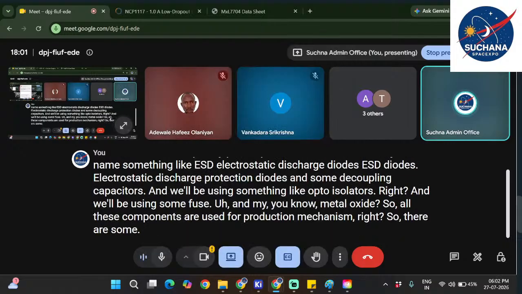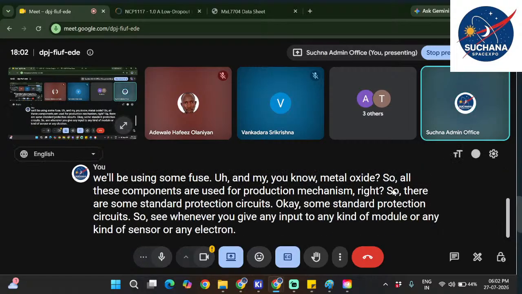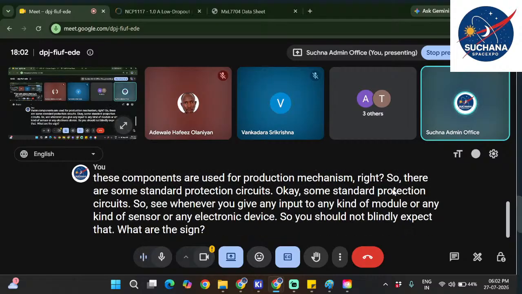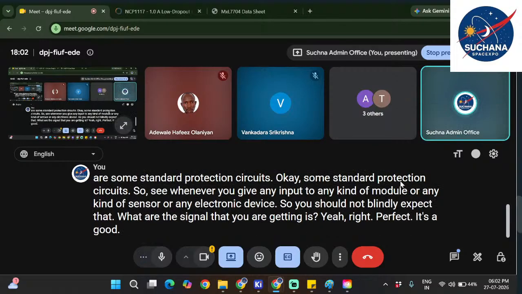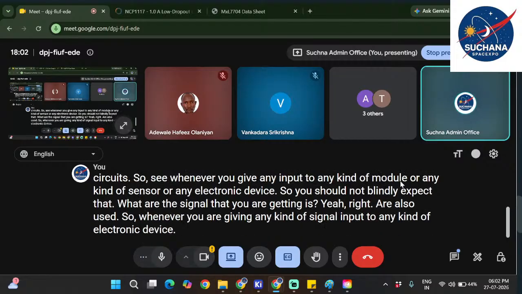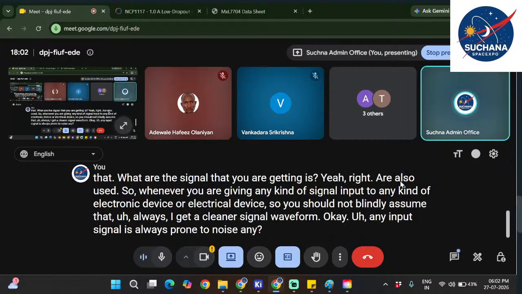So to give any input to any kind of module or sensor or electronic device, you should not blindly expect that whatever signal you are getting is clean. Yeah, TVS diode. Correct, Ibrahim. Perfect, it's a good example. TVS diodes are also used. So whenever you are giving any signal input to any electronic or electrical device, you should not blindly assume that you always get a clean signal waveform. Any input signal is always prone to noise.